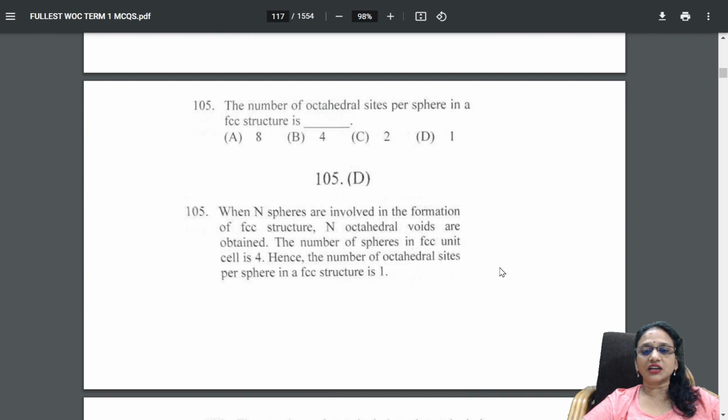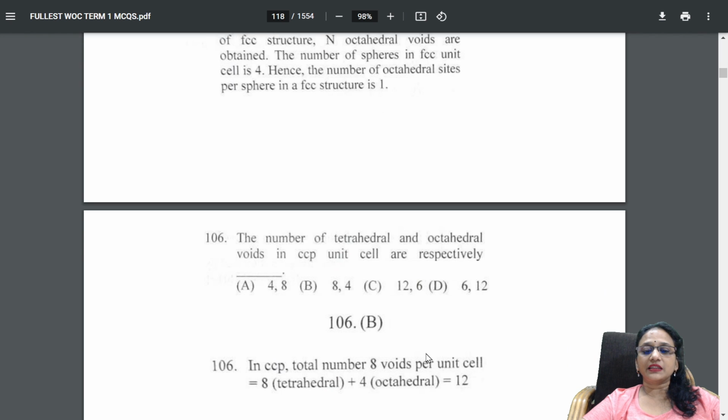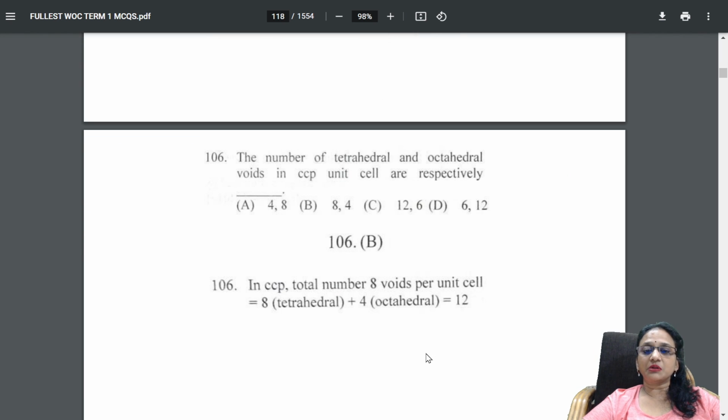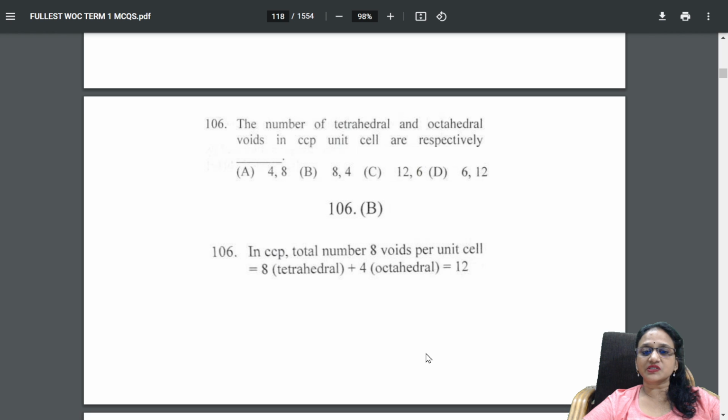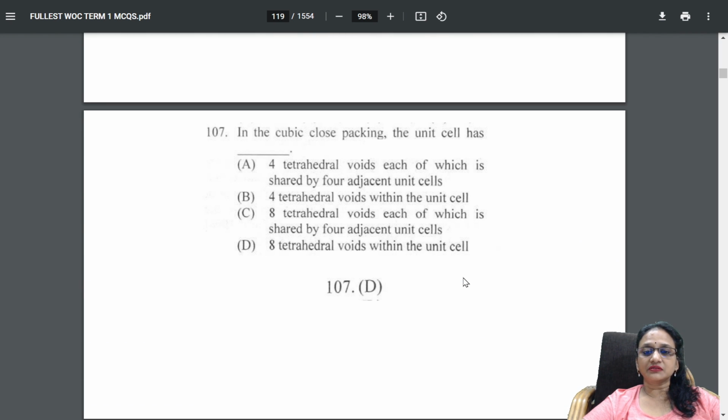The number of octahedral sites per sphere in FCC. See the question, I have given you the options and the answer also here. Then comes the number of tetrahedral and octahedral voids in CCP. This is also there. Yes. So it's cubic close packing. How many atoms are there? How many voids? Total 12 voids, tetrahedral and octahedral together. Like that, voids questions are given.